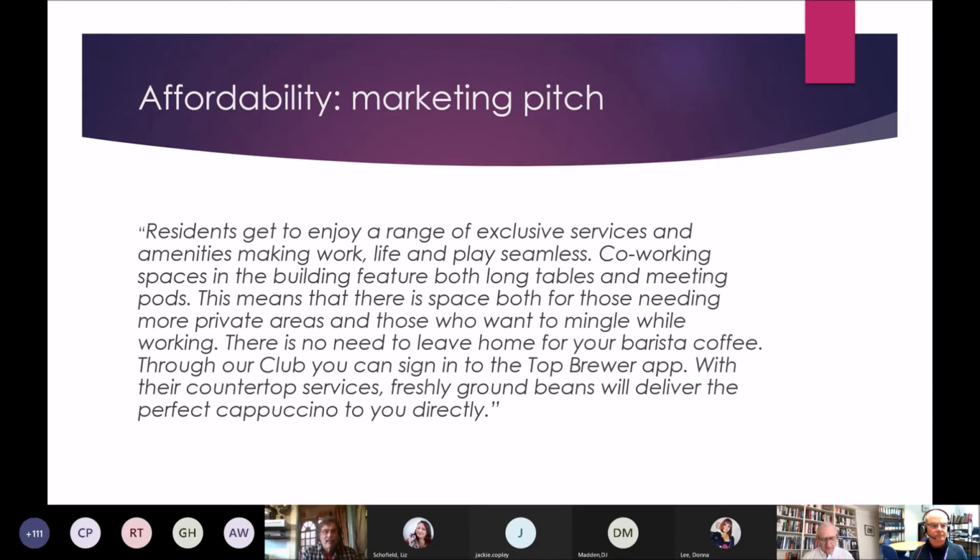Right, this is the final slide. This just got me. I think this just got me the most. If you just read through it, this is how housing associations are proudly selling their stock. There is no need for you to leave home for your barista coffee. Our club, you can sign up to the Brewer app. Freshly ground beans will deliver the perfect cappuccino to you directly. Work and play will be made seamless.